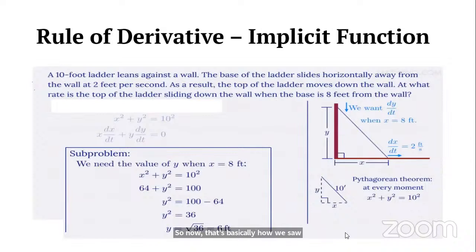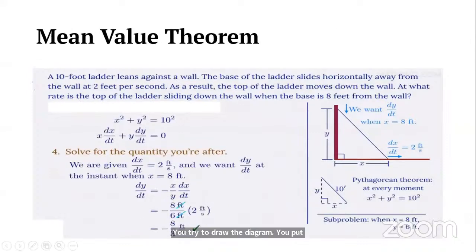The question that they were asking you, they just asked you to find what? dy/dt, how it's sliding down. So anytime you are given a question like that, make sure you read the question first, you try to draw the diagram, you put in the data, then you find whatever they are asking you, okay?